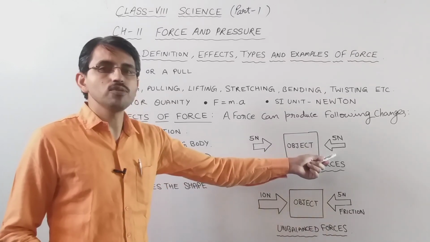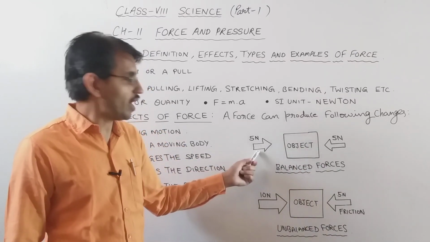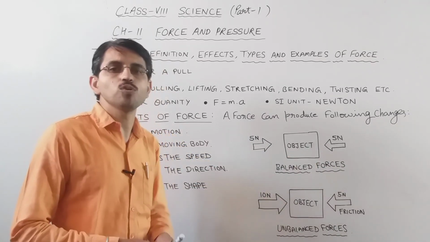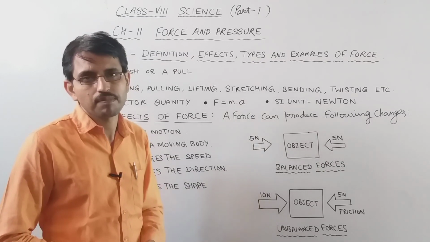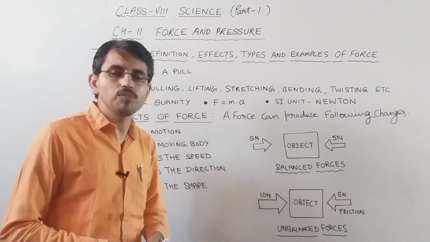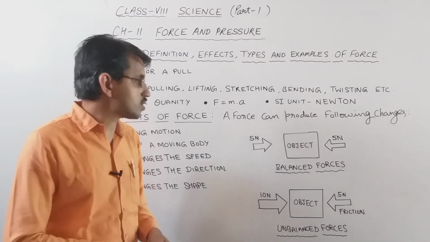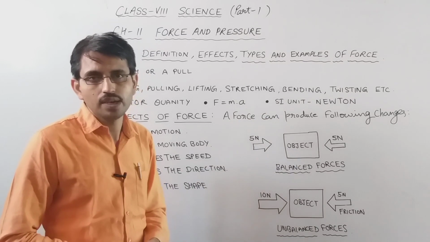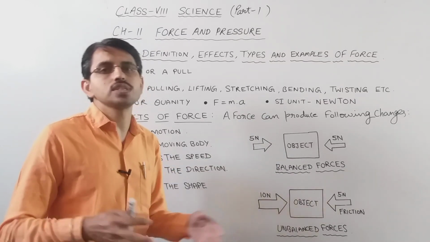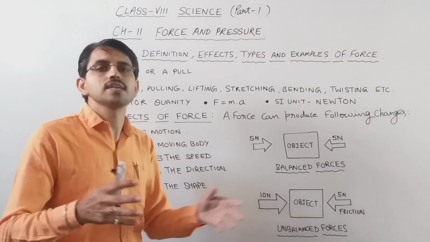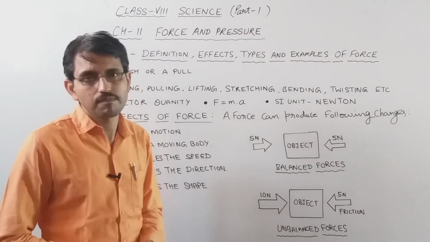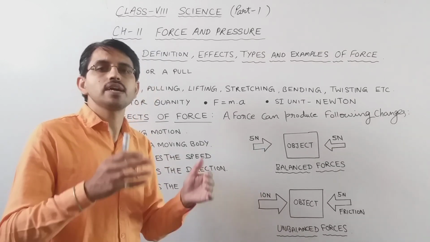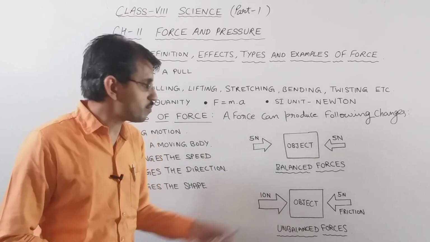When it is under the influence of two equal and opposite forces, 5 Newton force from this side, 5 Newton force from that side, then these two equal and opposite forces will cancel each other. And the net force acting on this object would be 0, because these two equal and opposite forces will cancel out. Thus this object will behave as if no force is acting on it. This is an example of balanced forces. Balanced force can maintain the state of rest of an object or the state of uniform motion of an object, but cannot produce any change in it.